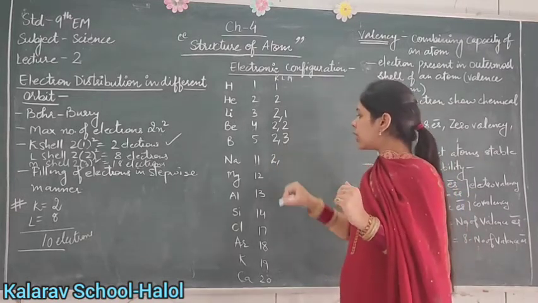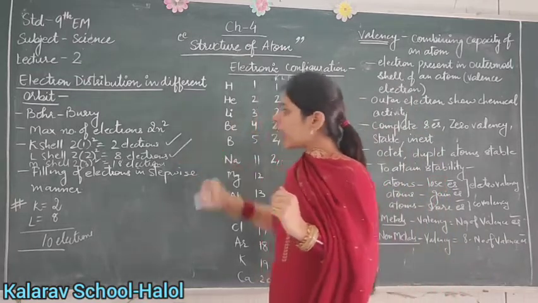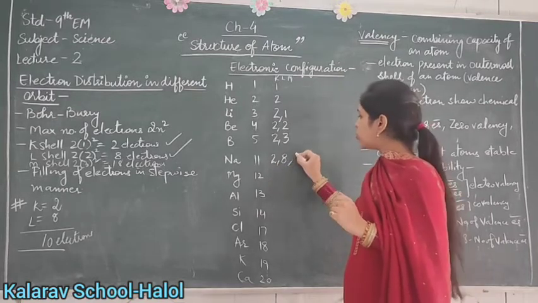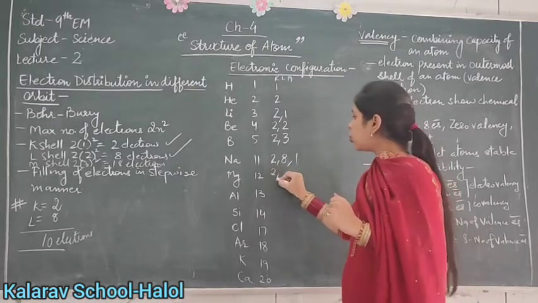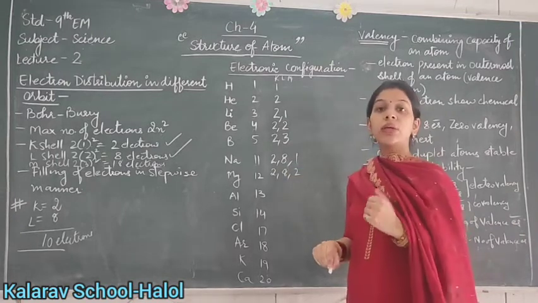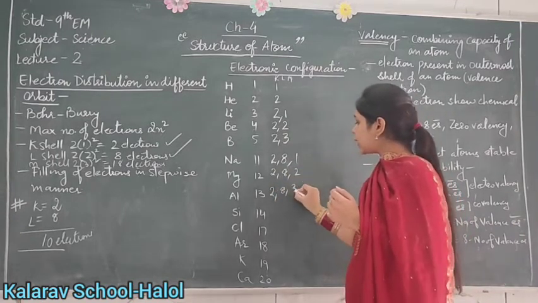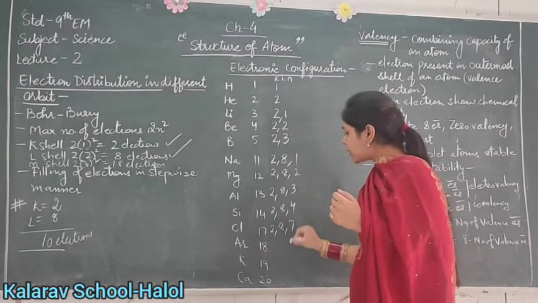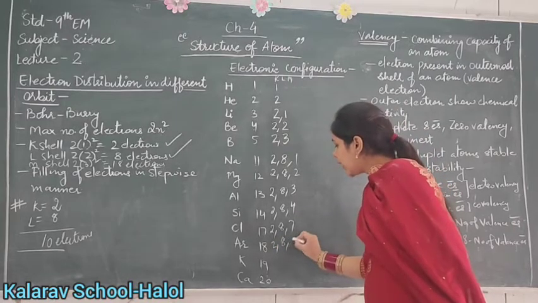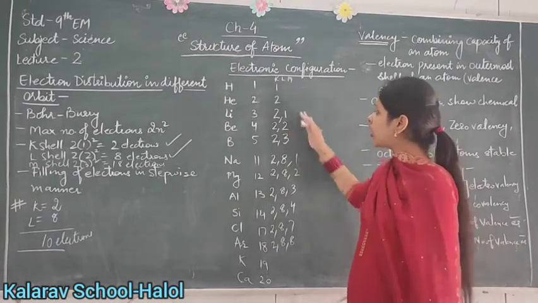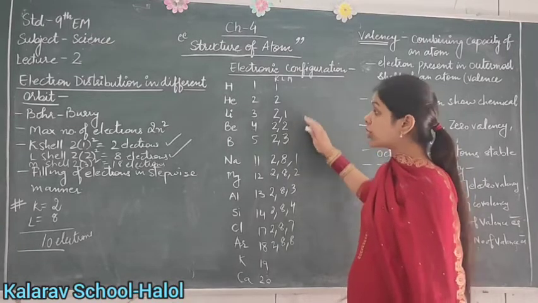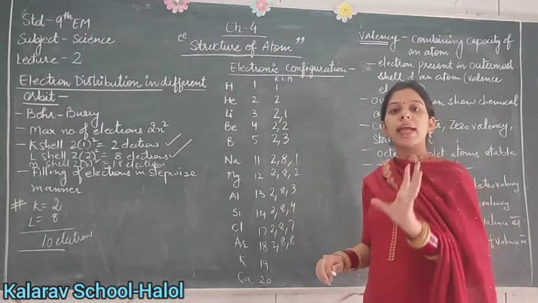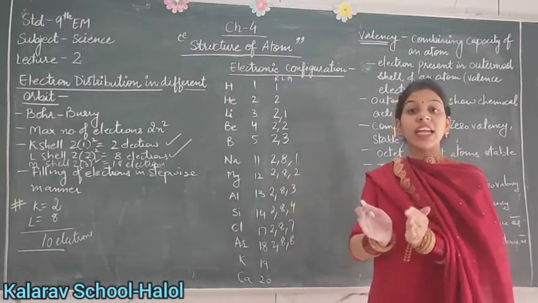So 2 is here and the L shell can accommodate 8 electrons. So 2, 8, 1, which means 11. Then 2, 8, 2, which means 12. 2, 8, 3. 2, 8, 4. 2, 8, 7. 2, 8, 8. The M shell has a maximum of 18 electrons, but the Bohr rule says it can accommodate a maximum of 8 for inner shells.